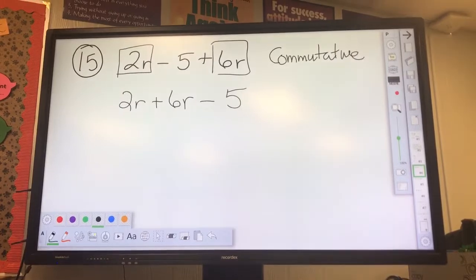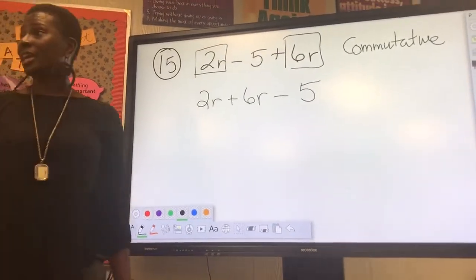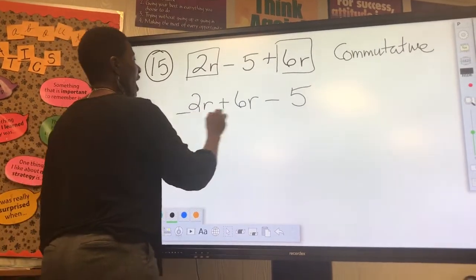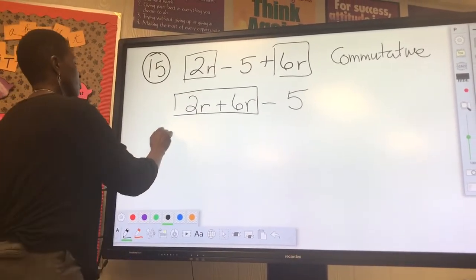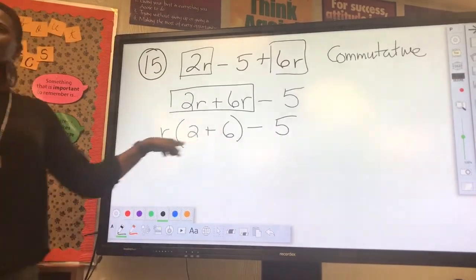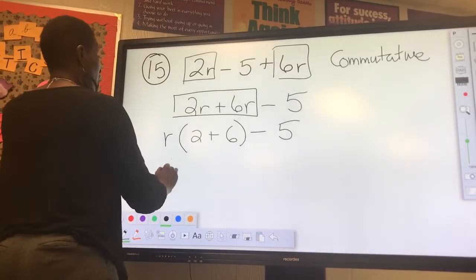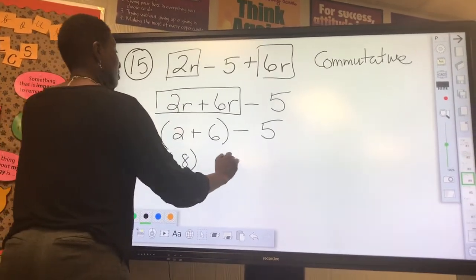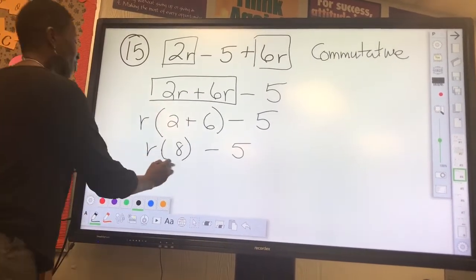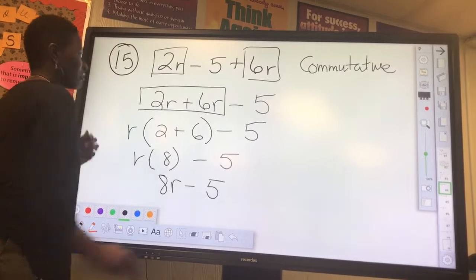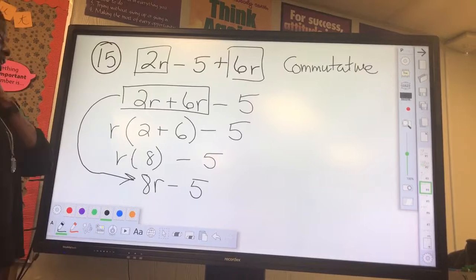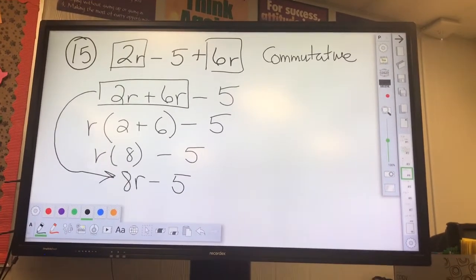So can I combine anything? No? There's nothing I can put together? You put the 2R plus the 6R. I can put the two R's together, right? So I can make it as 1. And what does this become? 8R. Do y'all agree with that? Yeah. So then that's going to be what? R times what? 8. So then I'm going to have what? 8R minus what? 5. Or I could have just skipped all over this and went straight to 8R, right? Y'all good? All right, good.